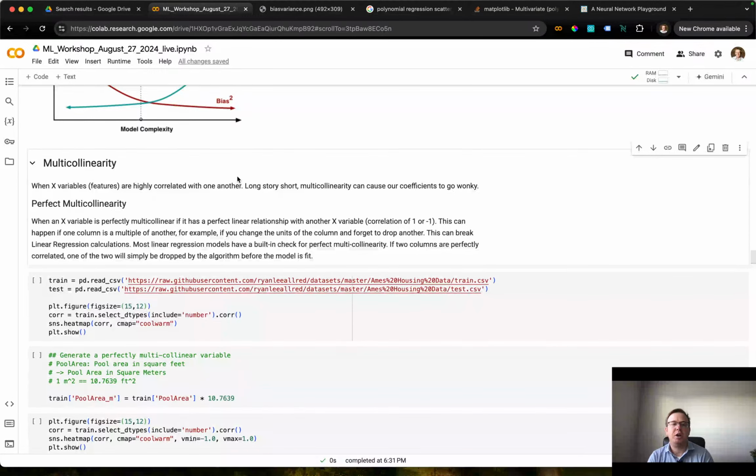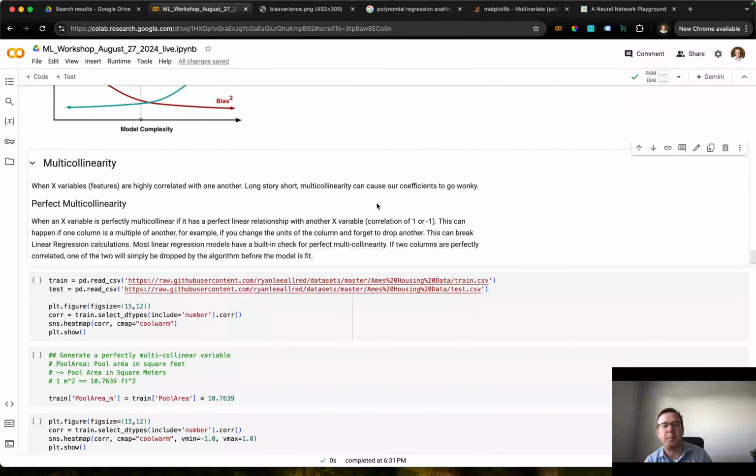Multicollinearity occurs when we have X variables that are highly correlated with each other, and it can cause our coefficients to go wonky. Wonky means really extreme. They can either get really big, far away from 0, or really low, really far away from 0 in the negative direction. The coefficients get giant, either in the positive or negative direction.